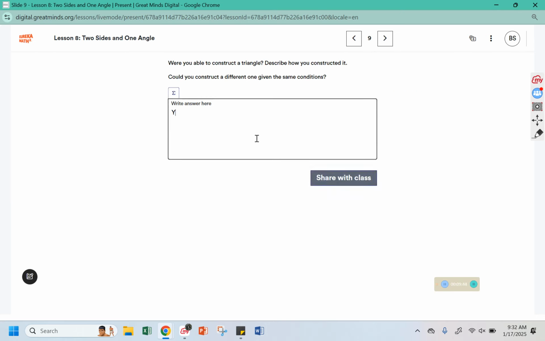Were you able to construct a triangle? Yes, I was able to construct a triangle. Describe how you constructed it. I placed the 2 sides together and only connected one side to the angle. Could you construct a different one given the same conditions? I was able to create multiple triangles using these conditions.